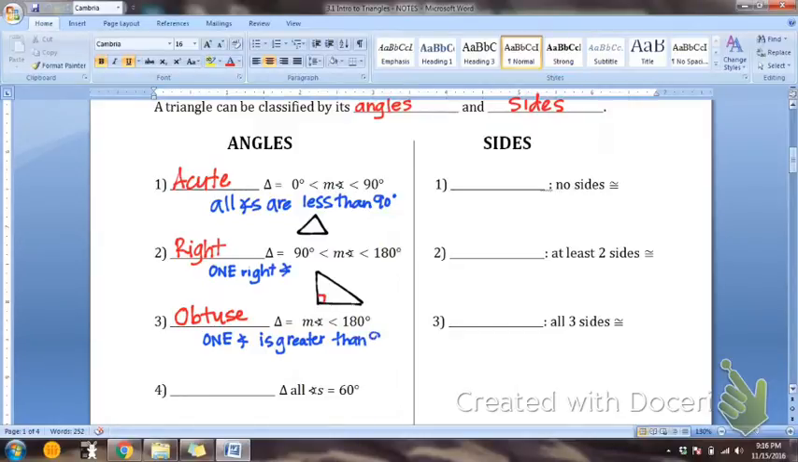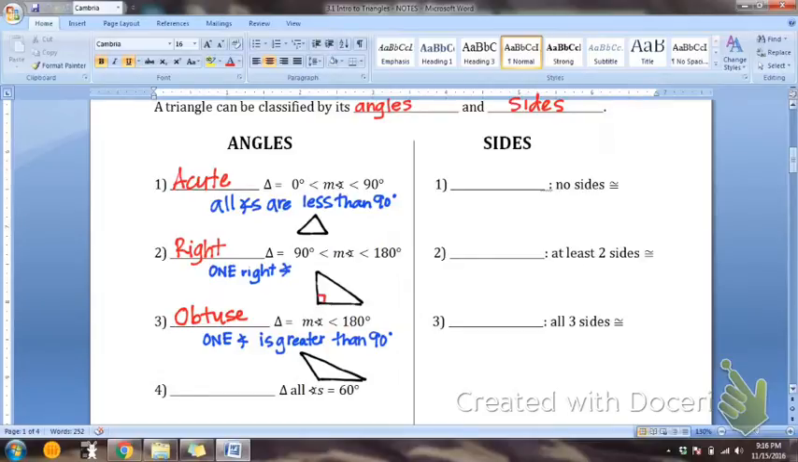One angle is greater than 90 degrees. Okay, so this is an example of what this one might look like, where that angle there at the bottom is an obtuse angle, okay? This would be an obtuse triangle when one angle is greater than 90. And then the last type of triangle that we can talk about is when all the angles are 60 degrees.